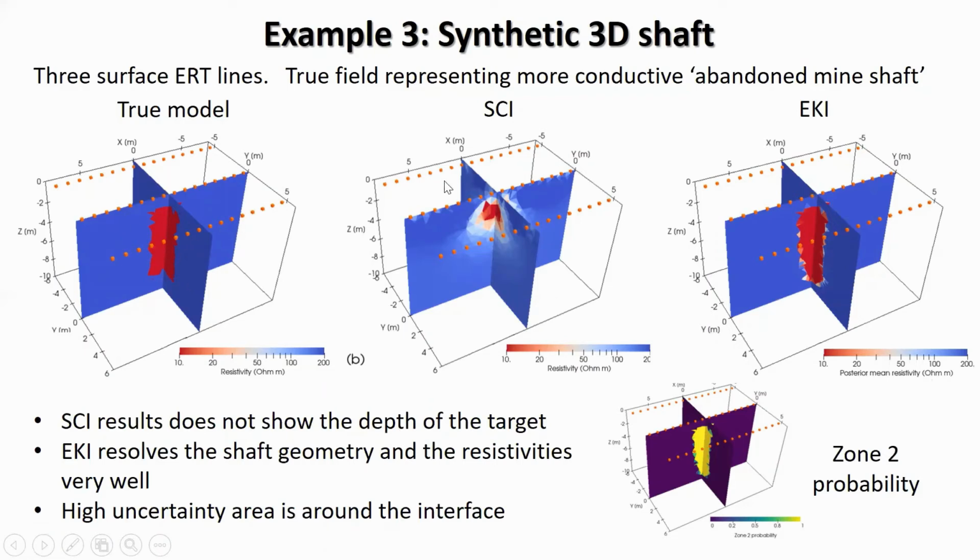When we run a smoothness constraint inversion through this, we pick up this conductive unit, but we don't really see it as an extended vertical feature because of the limitations of the smoothing of the inverse problem here. However, when we apply the ensemble Kalman inversion, we see that we can resolve that vertical feature really quite effectively. And again, we can illustrate this with probability maps to indicate the likelihood of that zone occurring within our region.